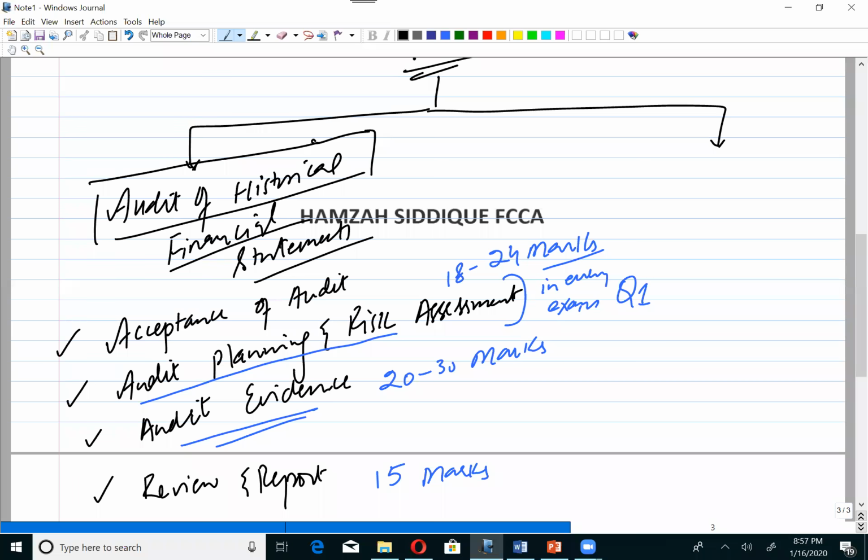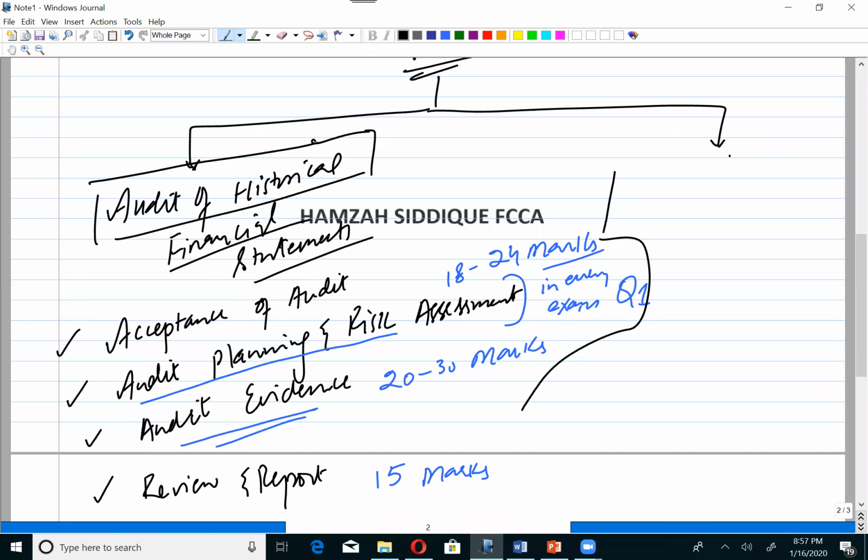So students, now, next. The second area is the other section, which we can categorize into two parts, other areas. Students, this 18 to 24 marks can be extended to 28. In other areas, two sections are there, subsections. One is ethics and practice management.